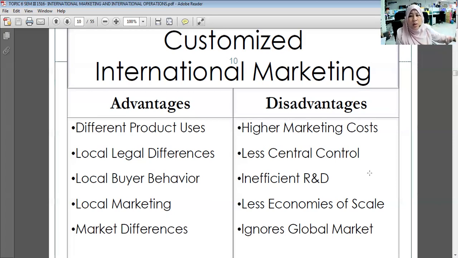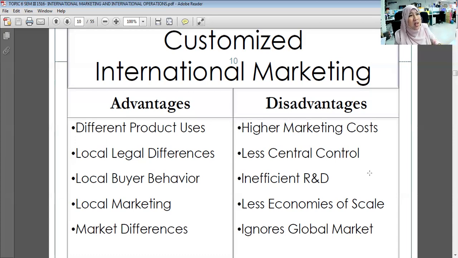So in terms of controlling, it will be less central control, meaning the HQ is not responsible for controlling any counterpart's marketing strategy. And inefficient R&D, because when they don't have the systematic control, R&D will be indirectly inefficient. And less economies of scale. You cannot maximize profit, you cannot maximize production and reduce cost because you have to customize according to the target market customer.